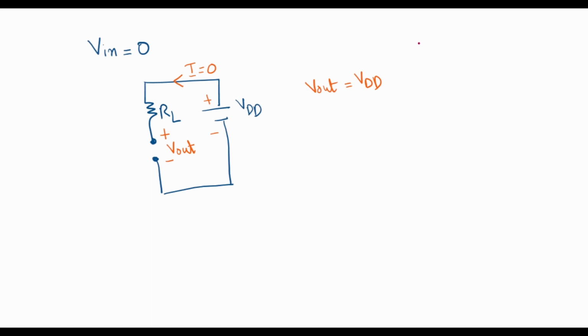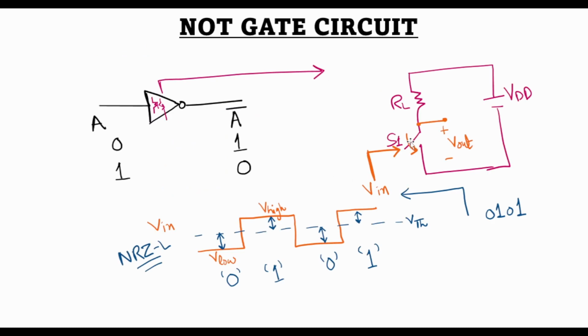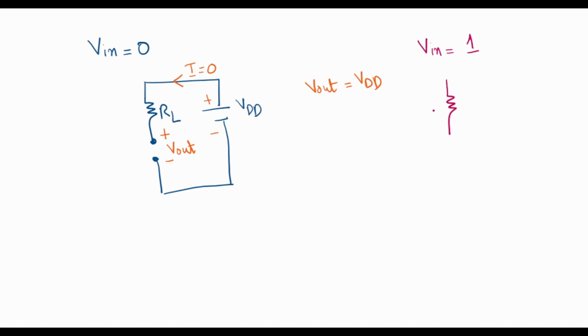Now let's check the other case when the input signal is equal to 1. This means that in this case this circuit is closed. So we'll have the same resistance RL, and now these 2 points will be shorted. Then we have a battery here, VDD. In this case, these two terminals are shorted, so Vout becomes equal to 0.